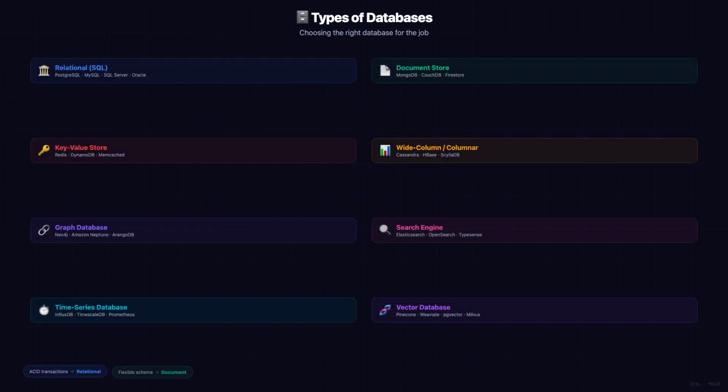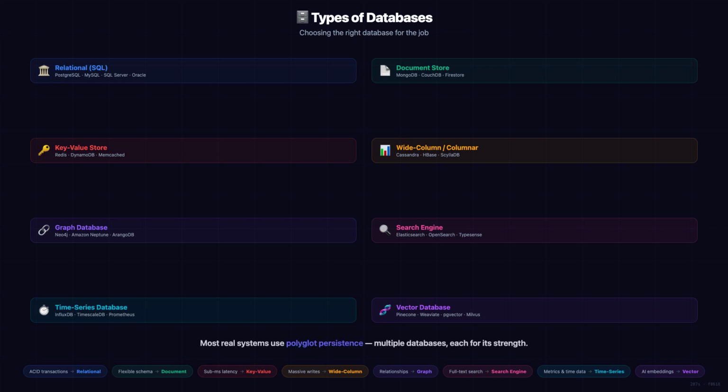Full-text search? A search engine. Metrics and time data? Time series. AI and embeddings? Vector database. In practice, most real-world systems use polyglot persistence, combining multiple database types, each playing to its strength. The key is matching the right tool to the right problem.